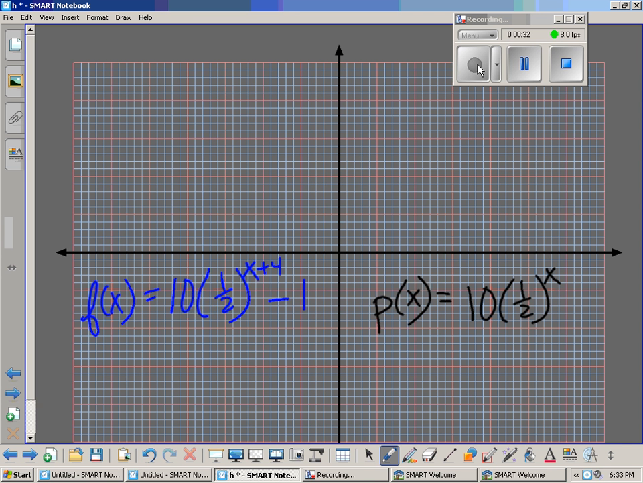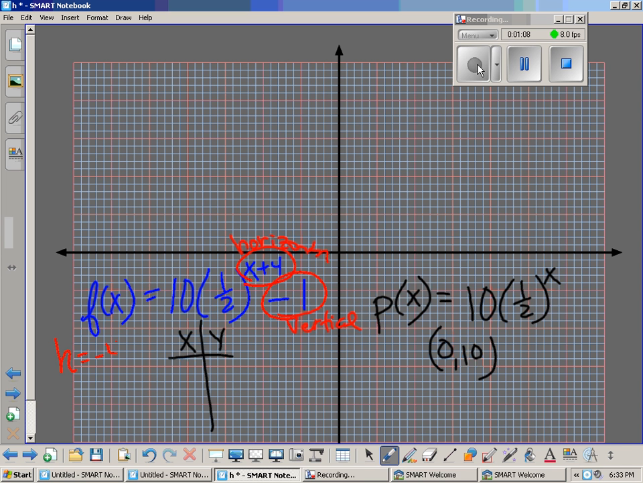What we're going to do is take one of the points from the parent function. So (0, 10), we're going to take (0, 10), and then we're going to write about the shift. The x plus 4 is the horizontal movement. The minus 1 is the vertical movement piece. Again, the vertical is the number that's alone. The horizontal is the piece that's connected to the x value.